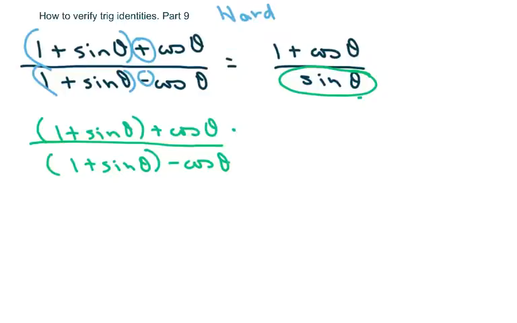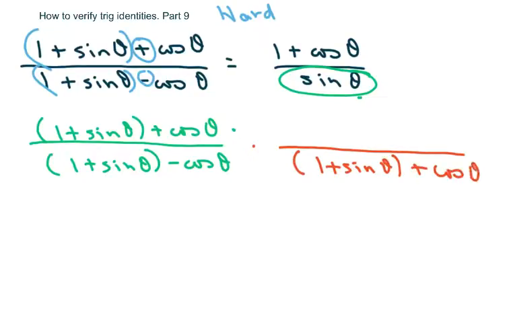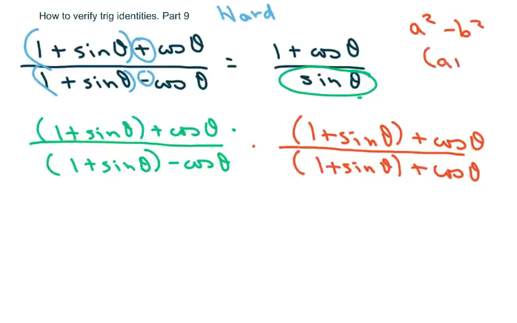That's how I determine whether to multiply the numerator or the denominator. So basically, I'm going to multiply my denominator by the conjugate, which is 1 plus sine of theta plus cosine of theta. And whatever I do in the denominator, I also have to do in the numerator. Now, what we're dealing with in the denominator is your a squared minus b squared formula, and the numerator is the a plus b squared part.